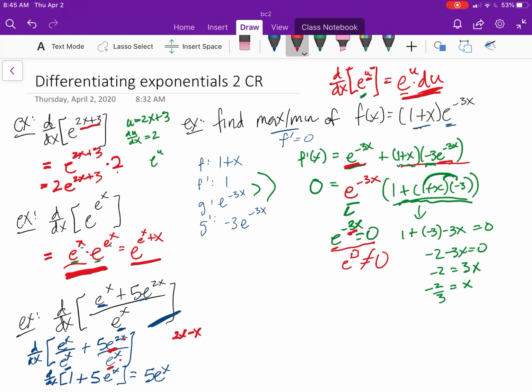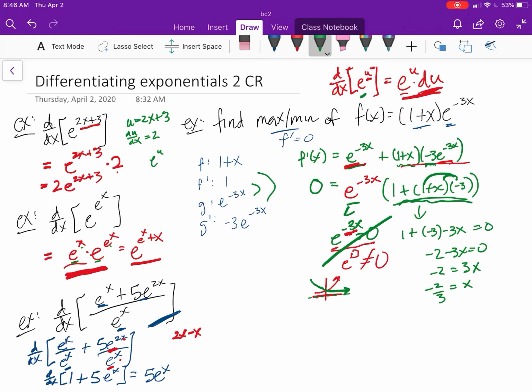In fact, if you think of the graph, e to the x does something like this. And then even if I make this negative or whatever, that's just going to reflect it in different ways. So this e to the negative 3x would actually start high, right? It reflects across the y. Starts high, ends low. But in either case, it will never cross 0. It's a horizontal asymptote. So we don't even need to worry about that. So x is negative 2/3.